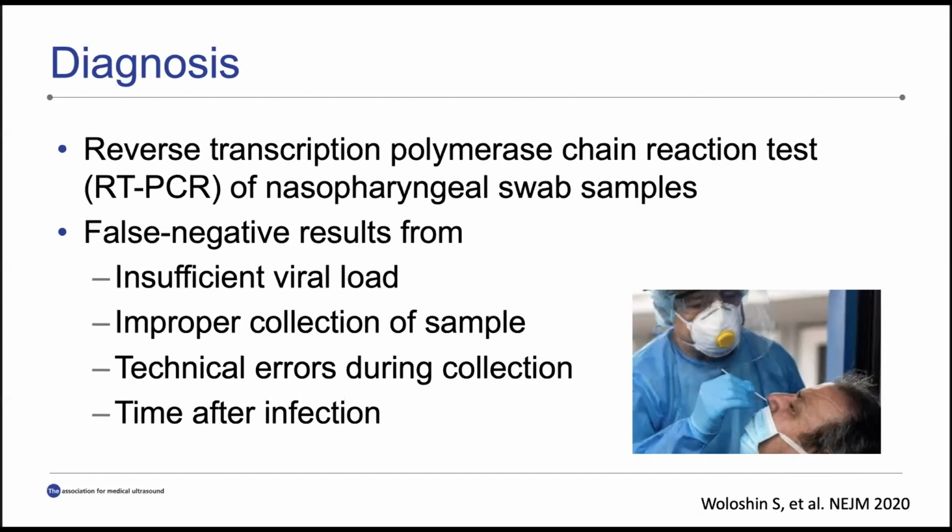And there have been concerns about false negative tests, which can result from insufficient viral load, improper collection of the sample, and technical errors related to the collection. There's a lot of controversy about the time after infection, because we know patients who test positive and then test negative and then test positive again. So it seems to be inconsistent in terms of making a diagnosis in patients with infection. So you can have negative results and then a positive result in patients with presumed COVID-19 infection.